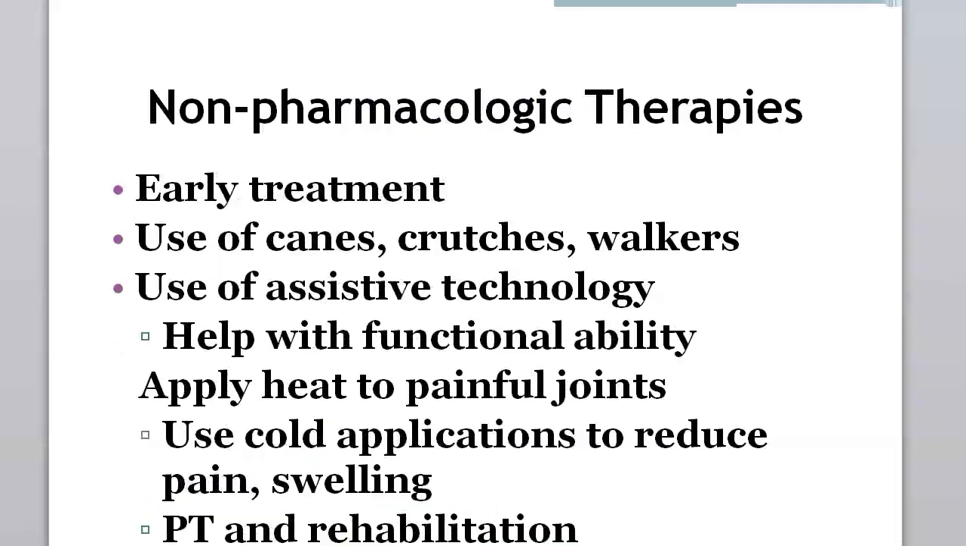Early treatment too, as far as when it becomes progressively worse, to help with some of the unsteadiness while ambulating, is to have the ability to use a cane, crutches, or walkers, to help with that functional ability. Sometimes heat to painful joints, alternated with cold applications to help reduce a lot of the inflammation, the pain, and the swelling. And even PT is also very helpful as well. So that's a little bit about OA, all right?